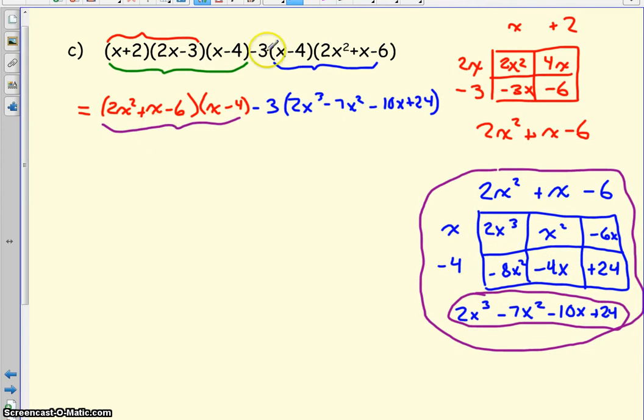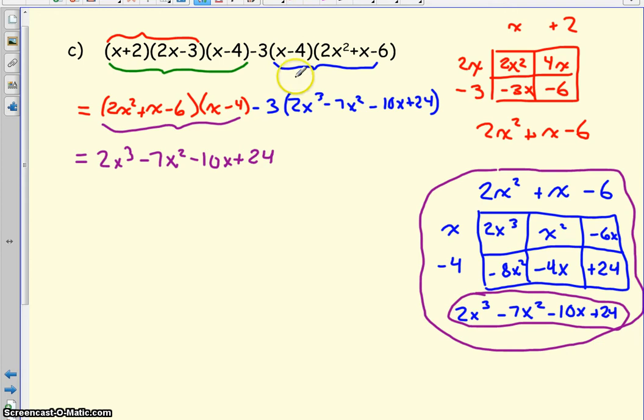If these are different, then obviously go through this multiplication again. But let's just work efficiently here and say, hey, we've already done x minus 4 times 2x squared plus x minus 6. Let's just use that answer. So I'm going to wind up with 2x cubed minus 7x squared minus 10x plus 24.